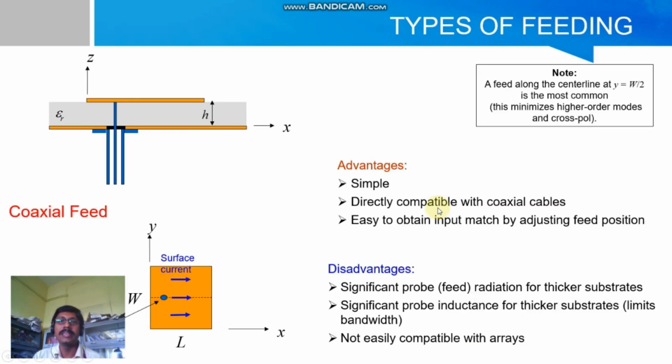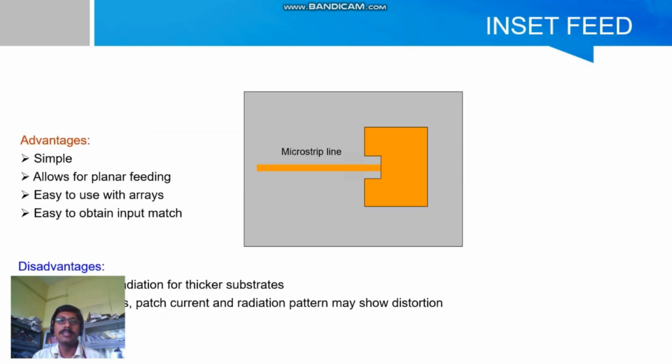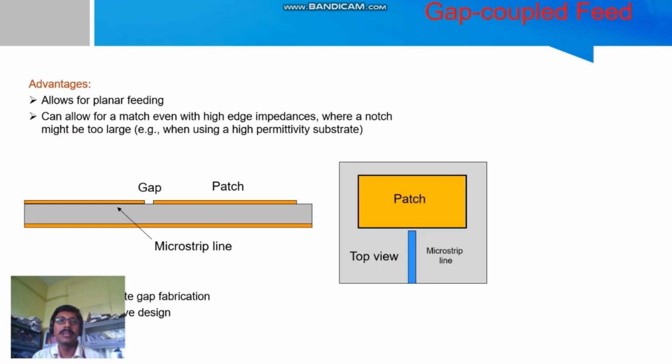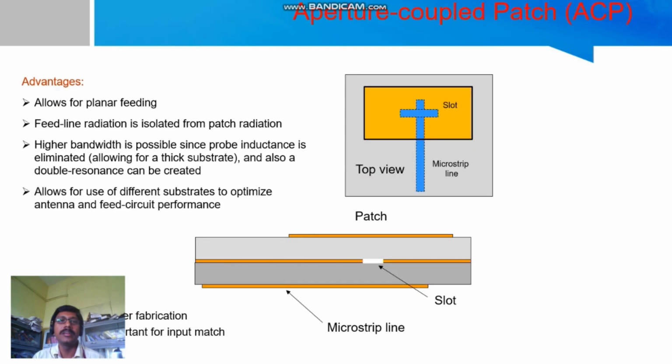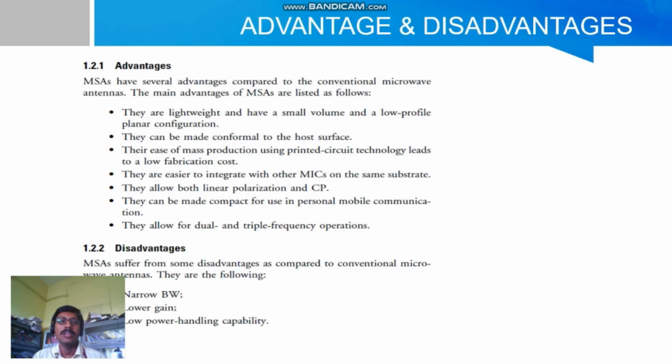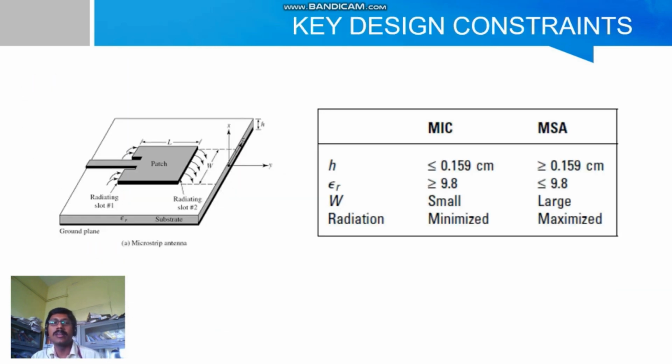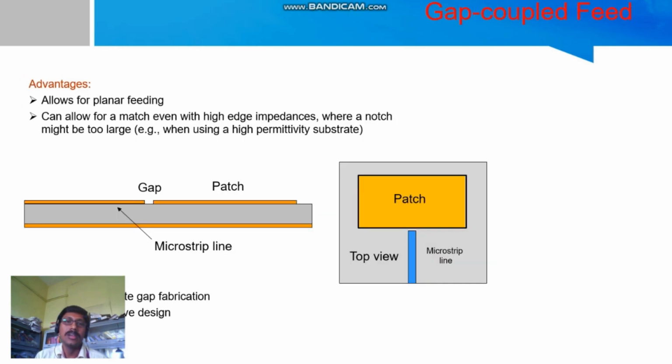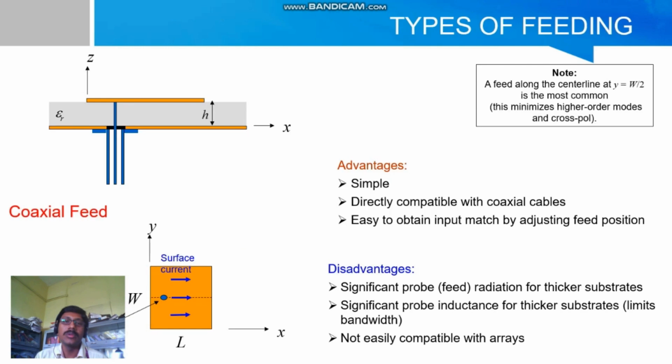And what are the feeding types? We have coaxial feeding, inset feed, proximity coupled feed, gap coupled feed, and aperture coupled feed. So what are the advantages of having all these feeding networks? To operate this antenna, you want to have a feeding network. You want to put a feed to bias this antenna.